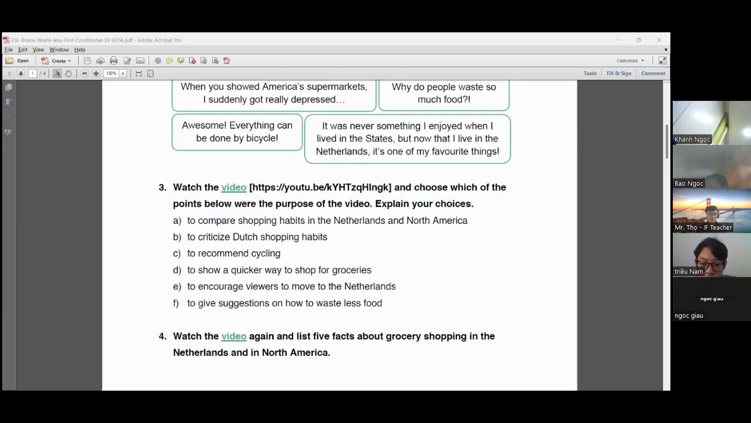Do you think that the shopping habit in our country is more similar to that in the US or in the Netherlands? I think more in the US, because I think in Vietnam, it's not as modern as the Netherlands. And moreover, in Vietnam, we don't really have biking areas as well. So you agree with Bạn Ngọc? Yeah, I agree with all of you too. I feel that our shopping habit is more similar to the United States.